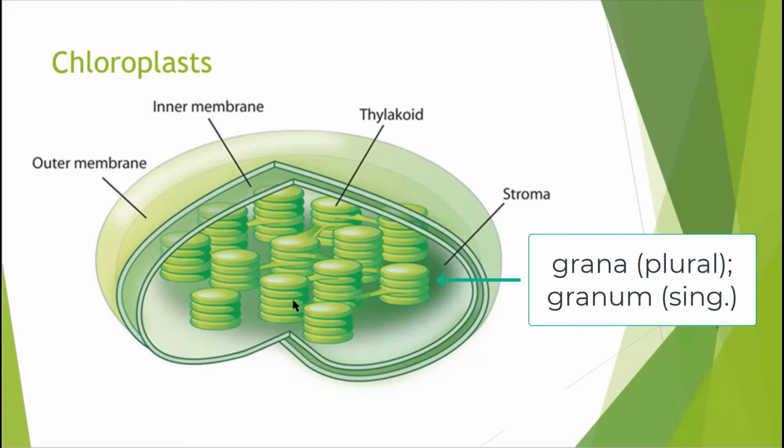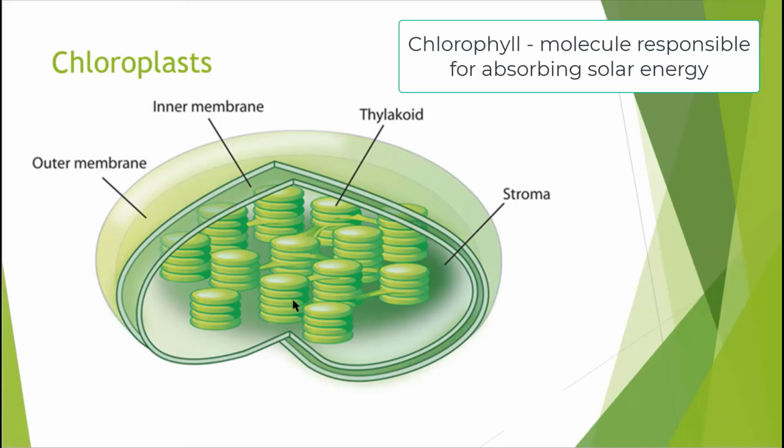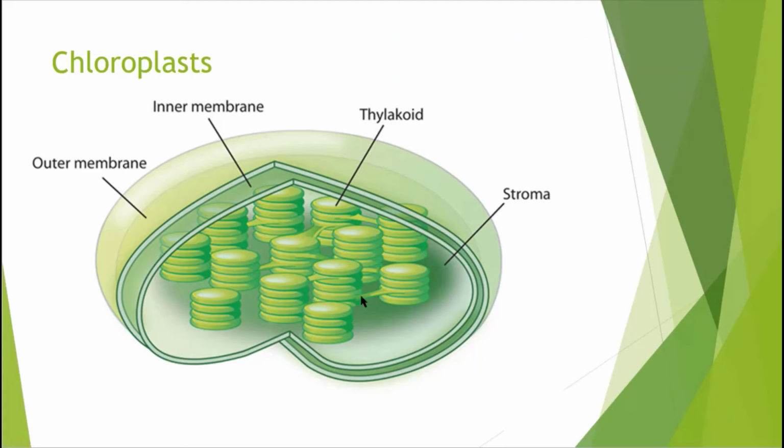Embedded in the thylakoid membrane is the molecule chlorophyll. This molecule absorbs solar energy and drives photosynthesis. Inside of the thylakoid is called the thylakoid space. Between the thylakoid and the inner membrane is the stroma. These locations will be important to understand when we get to the process of photosynthesis itself.